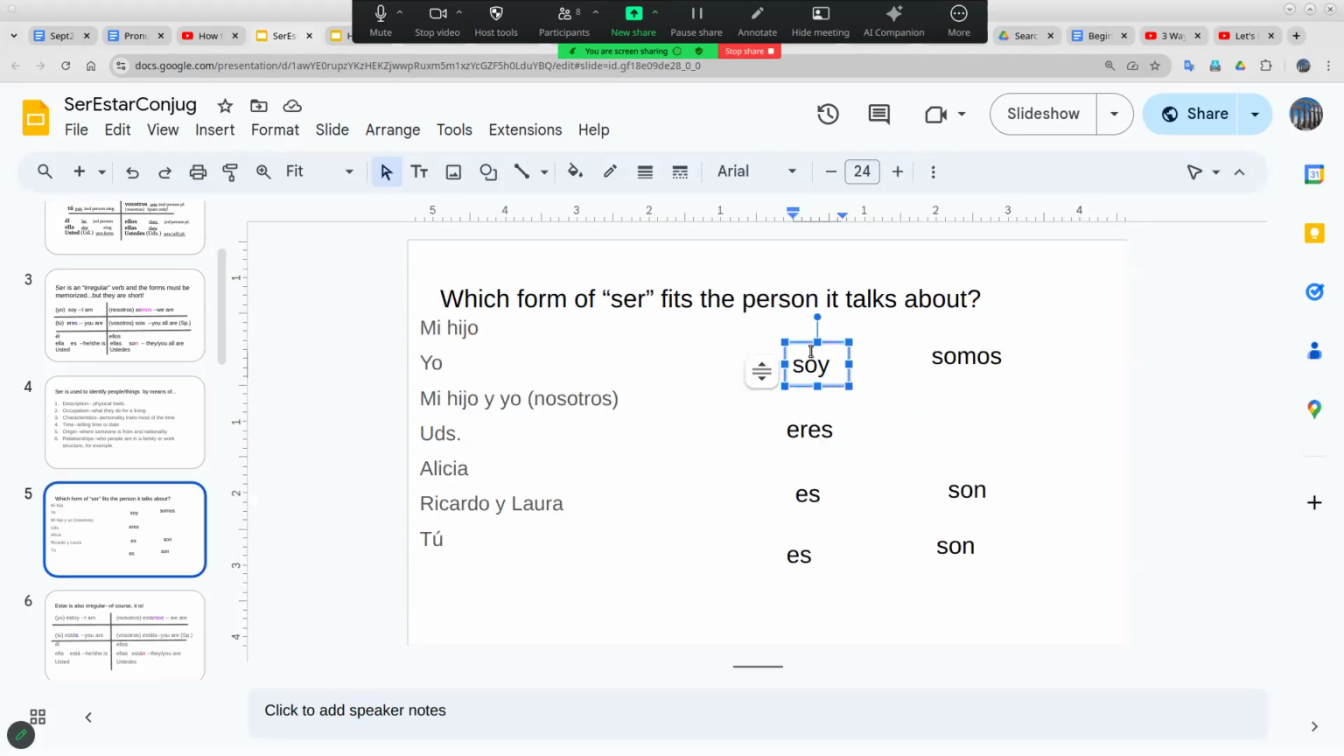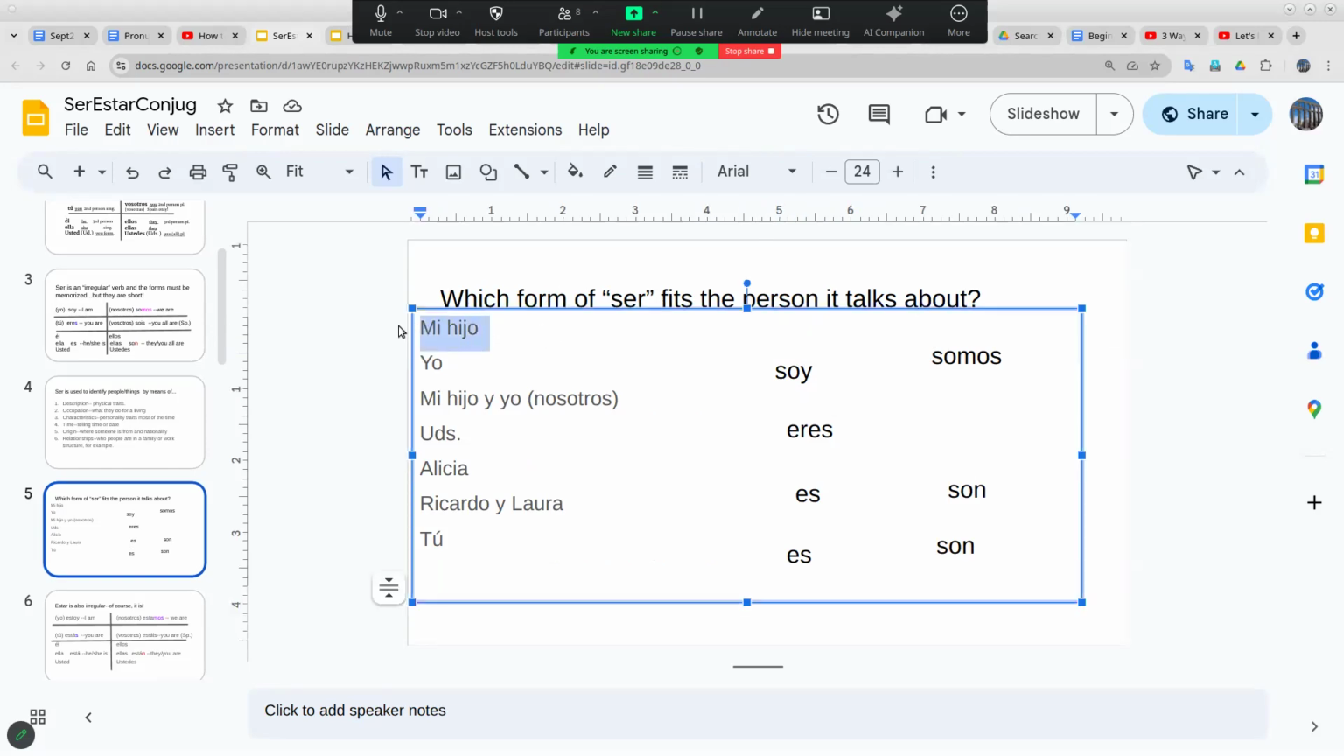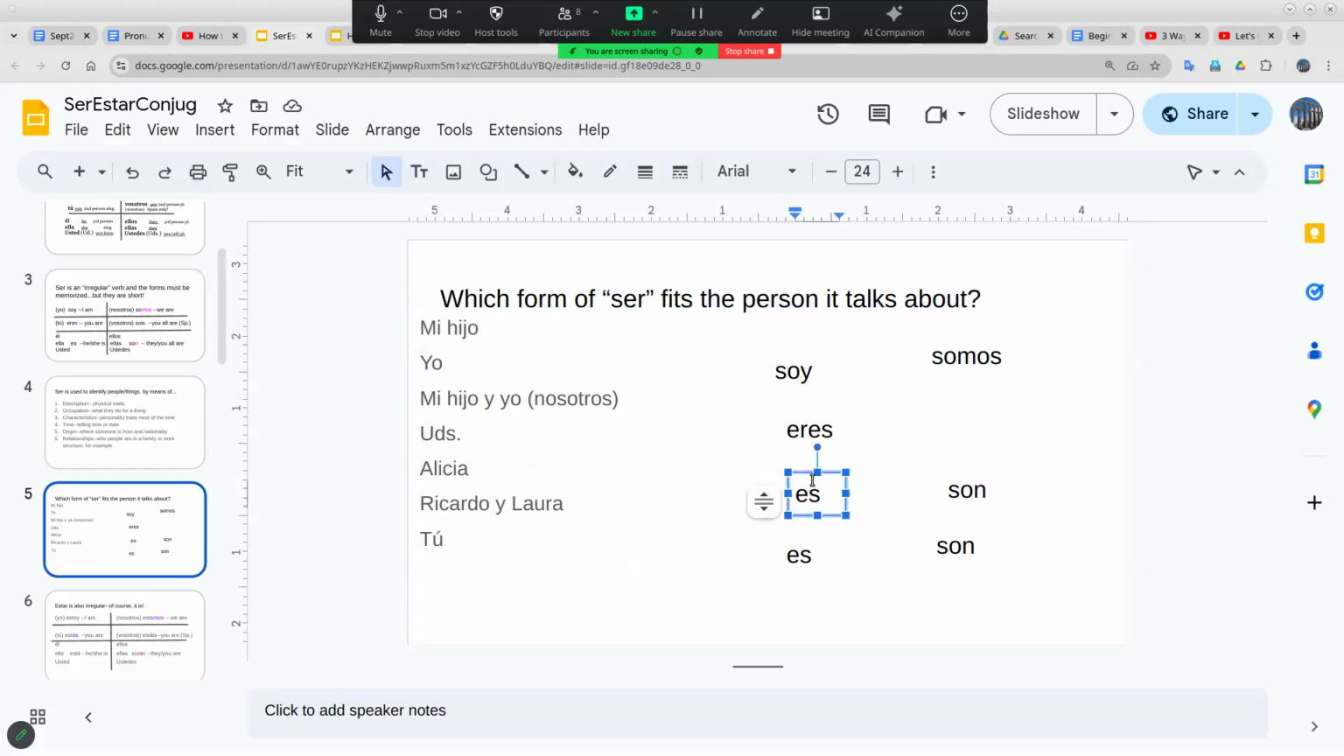Let's see if we can match up. These are movable. We're going to see if we can match up the forms with the person. Here are all the forms of ser: soy, eres, es, somos, son. Which form of ser fits the person it's talking about? If I'm talking about my son, which one of these verbs will I use to match up with mi hijo? I'm talking about one person and it's not me. Es.